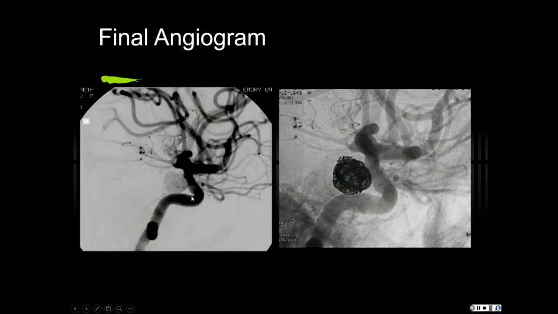This is what a coil mass looks like after an aneurysm has been coiled. See how all the vessels are filling up with contrast? The aneurysm is not filling up with contrast. And this is what's called a coil mass, and that's what we want to see. This is what we want to see immediately post-procedure, showing that there's no contrast going in there anymore. It's totally isolated.